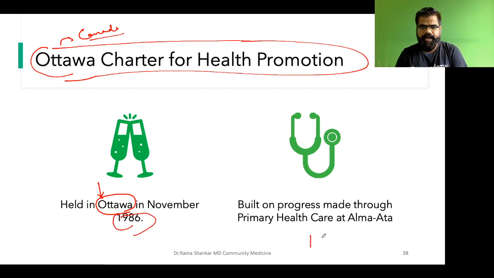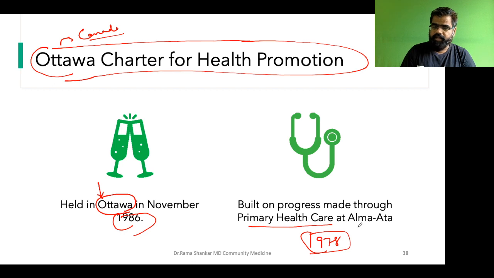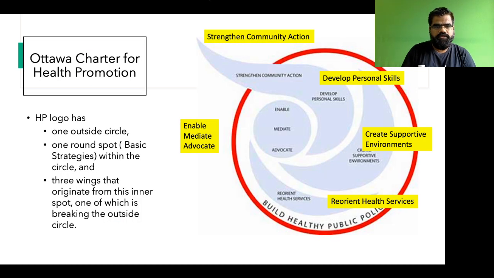Now, you remember in 1978 we had the Alma Ata conference on primary healthcare. From 1978 onwards, we were trying to focus on the primary healthcare concept given by that Alma Ata conference. After that, 1978 and 86, you see 8 years, we had the Ottawa Charter on health promotion. Okay, so the Ottawa Charter is built on the primary health care concept given at the Alma Ata conference. One thing it talks about is health promotion, and it was held in Ottawa.